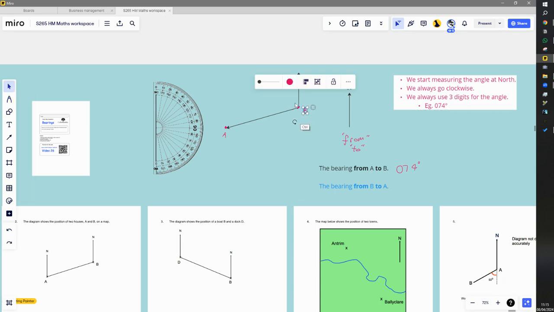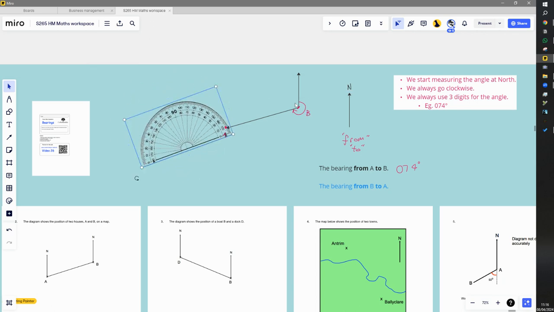Let's move this B up here. And actually what we do is we measure the reflex angle, because we have to go clockwise. So how do we do this? Well, it's difficult to do with this protractor, isn't it? Because we don't have a 360 degree protractor. So what I could do is measure this angle like I was going to in the first place and subtract that from 360. So I think that's the easiest thing that I can do.